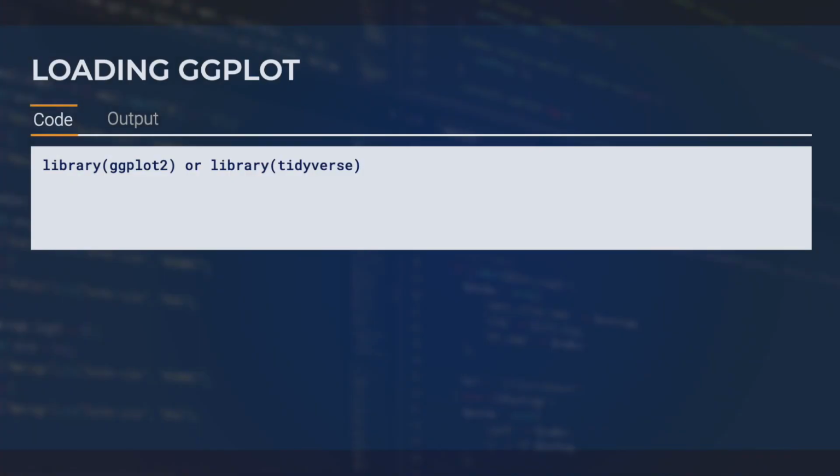We must always begin by loading our library, by either loading the Tidyverse library or the GGPlot2 library. Second of all, we're going to go ahead and load a preloaded dataset called iris by typing data(iris).